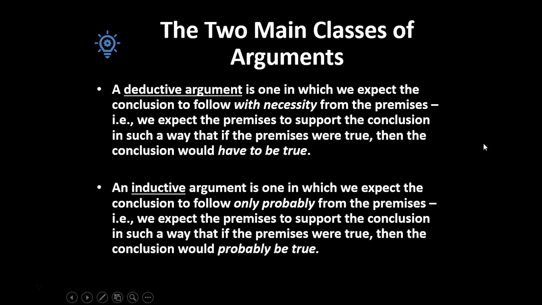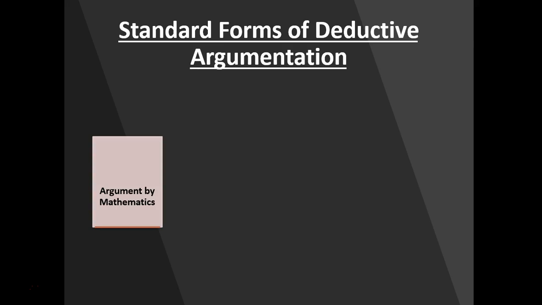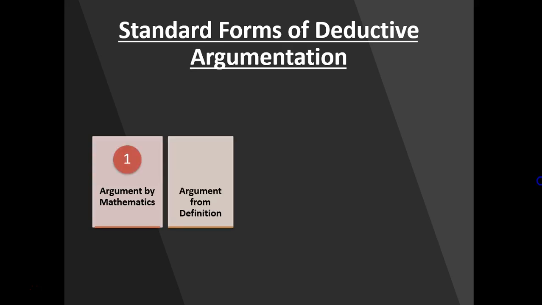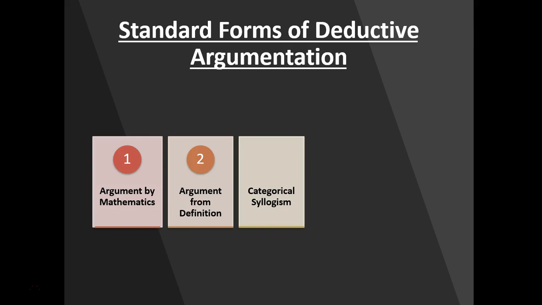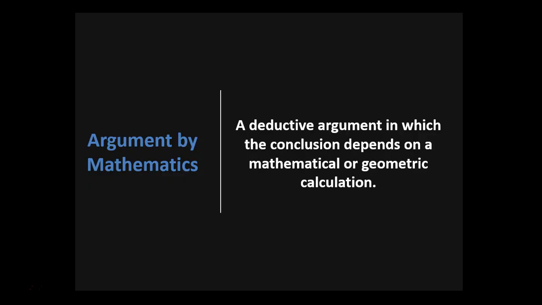You know, this is best understood through examples, and then you can kind of pick up the rhythm of these arguments and see the signposts of each of the arguments. Okay, so let's look at the standard forms of deductive argumentation. These are just methods that people who are trying to construct a deductive argument use. There's argument by mathematics, argument from definition, there's categorical syllogism, there's hypothetical syllogism, and there's disjunctive syllogism. All right, so we're going to take each in turn.